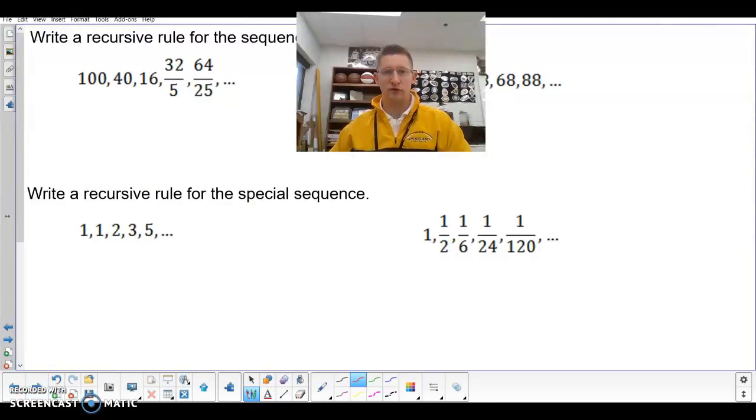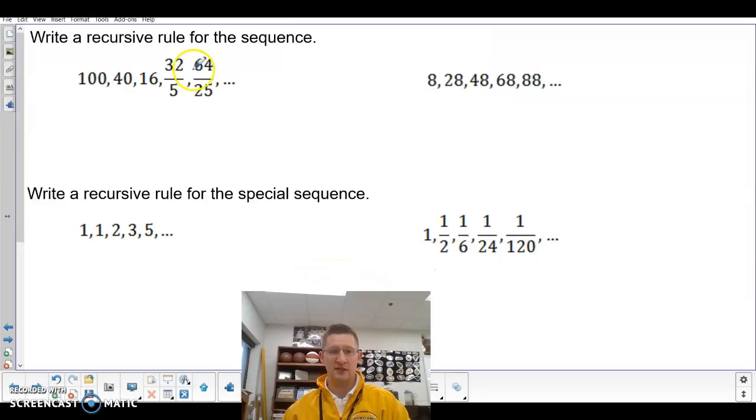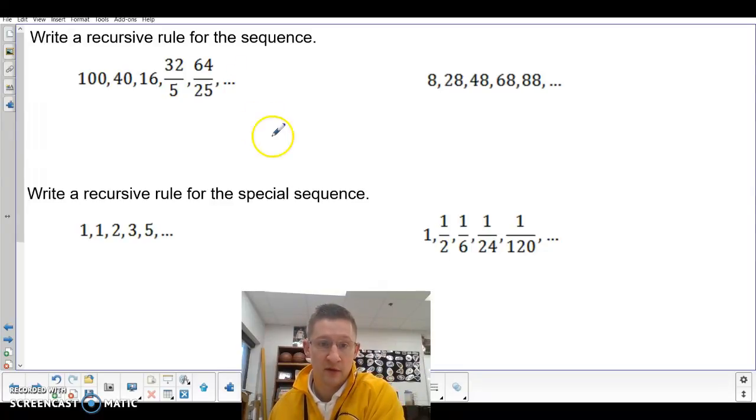So write a recursive rule for the sequence. So if you have to actually write these, your first step is to figure out which kind of sequence it is. Is it arithmetic? Is it geometric? Or might it be neither? Okay. Hint for these where it says special sequence, these are going to be something different. We'll wait with that. Okay.